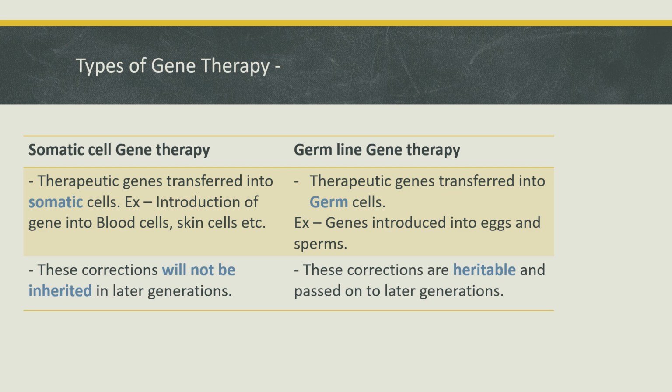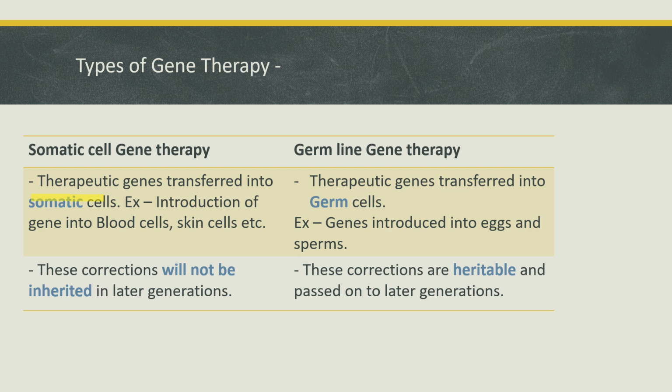If we talk about the types of gene therapy, then gene therapy is broadly divided into two types, that is somatic cell gene therapy and germline gene therapy. So what happens in somatic cell gene therapy? As the name suggests, genes are transferred into the somatic cells of our body. So what are somatic cells? These are the cells in the body other than sperm and egg cells. That means all the body cells except reproductive cells. For example, our blood cells, skin cells, and nerve cells are all included in somatic cells.